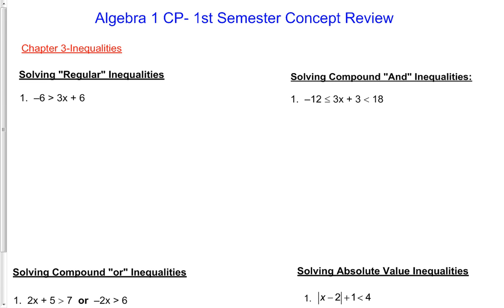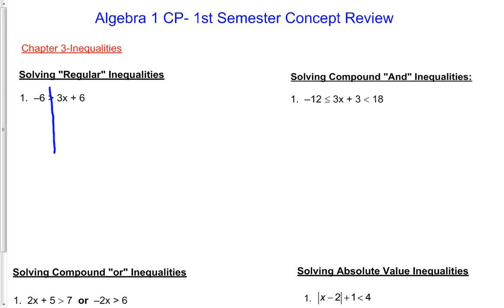Okay, so there's three basic types: regular inequalities, compound ands, compound ors, which we kind of classify together as compounds, and then there's solving absolute value inequalities. I'm going to take you through an example of those, and if you still have trouble with this, which sometimes people do, especially the compound ones, please seek out your teacher before you take the final exam and get some extra help.